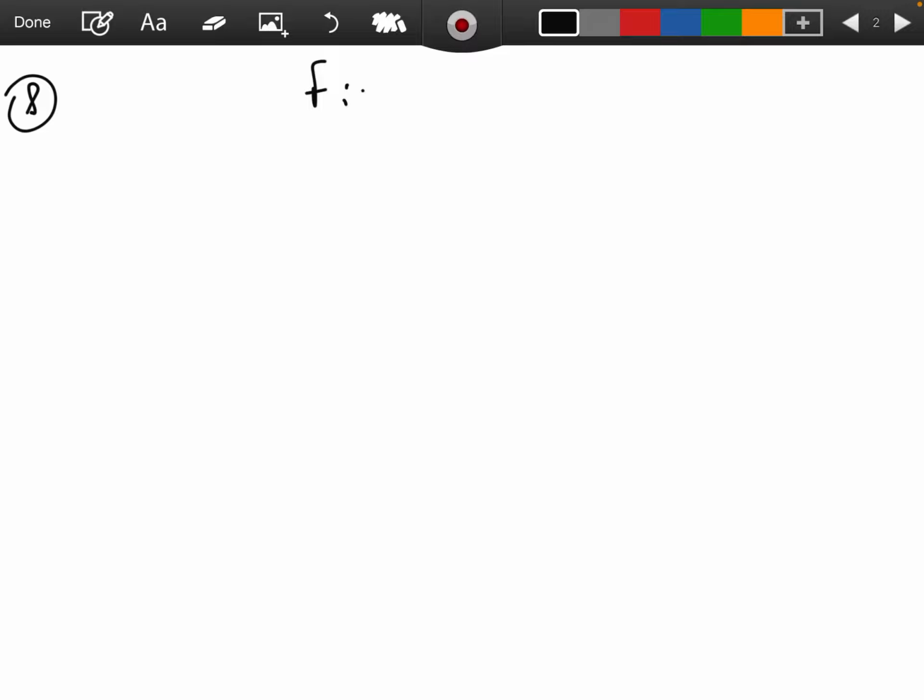Page 8, fission, and that is going to be a nuclear power plant. Sorry for the writing, I'm going really fast. So, nuclear power plant.